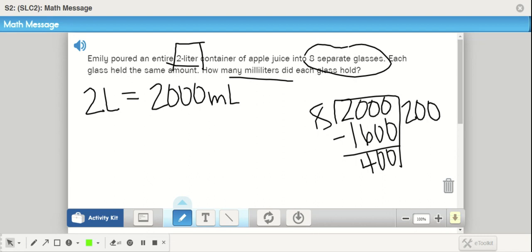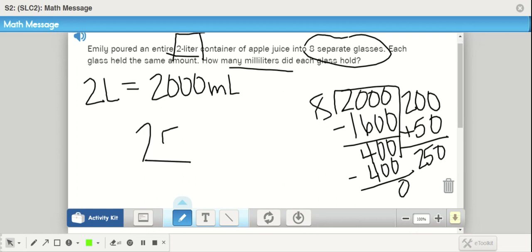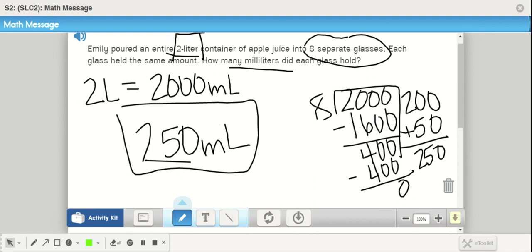Now, 8 times 100 was 800, so I know it's smaller than that, and so I'm going to start with my 10. 8 times 10 is 80. That's quite a bit smaller. Let's go to 8 times 4. 8 times 4 is 32, so 8 times 40 is 320. So let's go to 5. 8 times 5 is 40, so 8 times 50 is 400. Perfect. So my answer is 250. So each glass has 250 milliliters of apple juice.